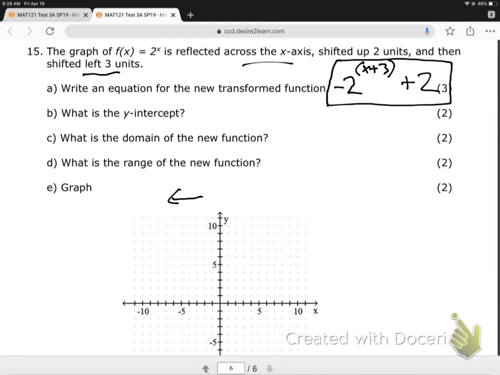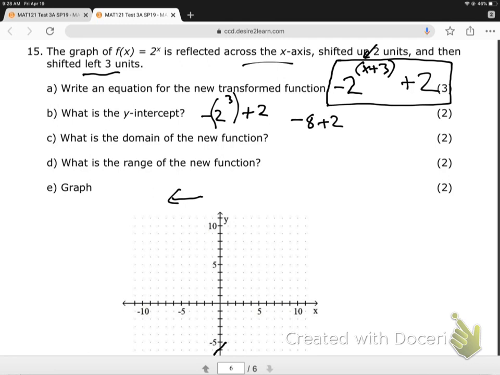Now, what's the y-intercept? Remember, x equals 0. If x equals 0 up here, you're going to have negative 2 to the power 3, because x is 0, so 0 plus 3, plus 2. Now, remember, you're doing this first. This is 2 cubed is 8. This is negative 8 plus 2 is negative 6.